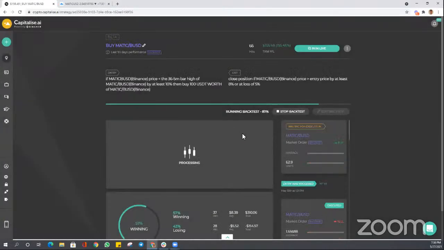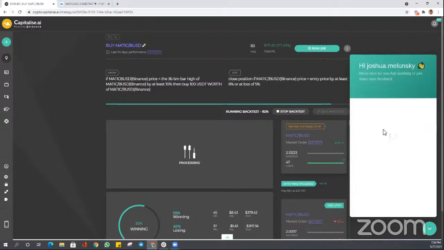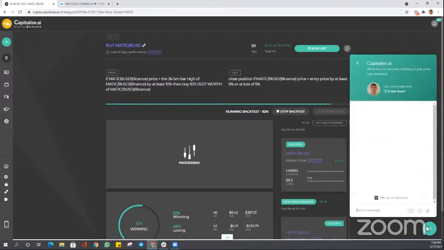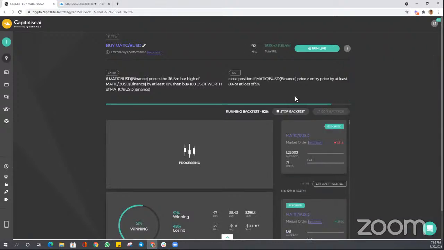Let's just go through the hit chart, and traders, that's all the time I'm going to have for today. Pop me any questions right now if you have. Alternatively, if you guys have any queries or you need help with creating strategies, get me here in the in-app chat. I'm available most days of the week, so this is the best way to contact me. You can just send me a message. Great. So we'll just see this strategy with Matic BUSD play out.